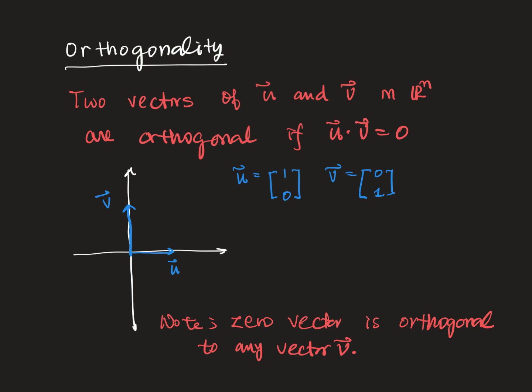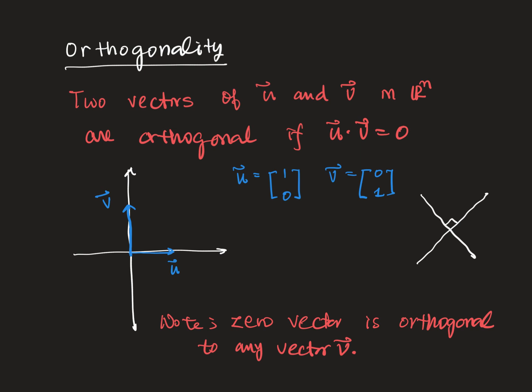This concept is like two lines being perpendicular. Line 1 is this one, line 2 is this one, and they meet at a perpendicular. That's the meaning of orthogonal in the general concept. So two vectors are orthogonal when their inner product is zero.